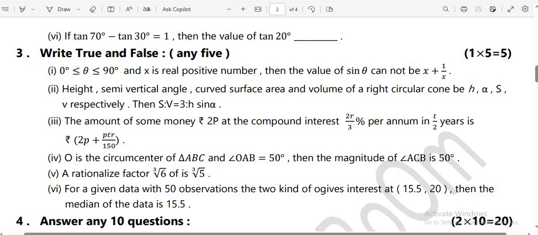Question number 6. For a given data with 50 observations, the two middle observations are 15.5 and 20. Then the median of the data is 15.5.